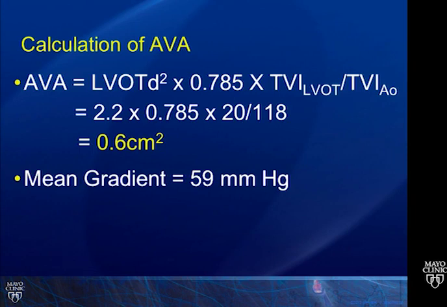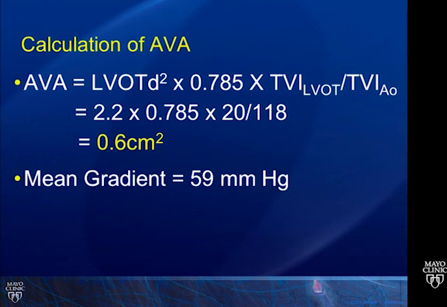This is probably what we consider now bread and butter in the echo lab, and most of our patients don't go to the cath lab to decide whether they have severe aortic stenosis or not. So an aortic valve area is calculated by the left ventricular outflow tract diameter squared times that constant 0.785 times the TVI of the LVOT, then divided by the TVI by continuous wave Doppler of the aortic valve.